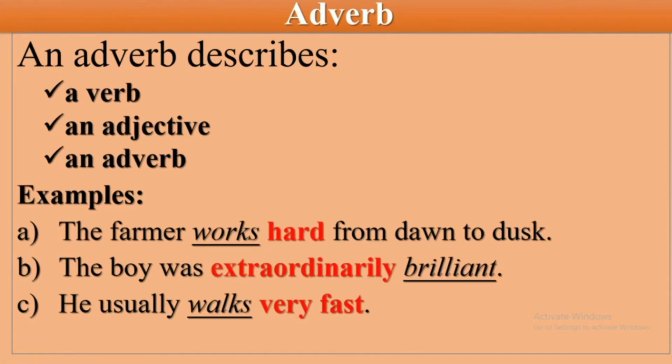We know adverb, adjective and verb. These three words can only be modified by adverbs. That is, if any word in a sentence gives information about a verb, about an adjective or about an adverb, then that will be an adverb.